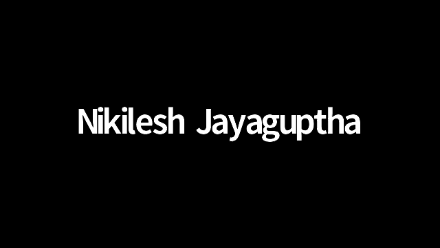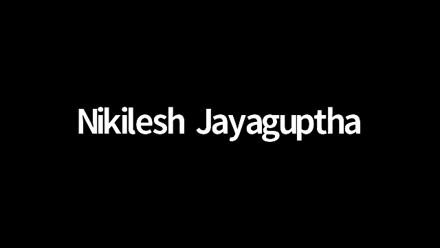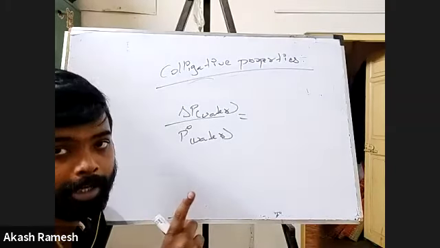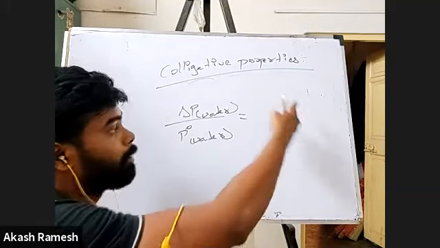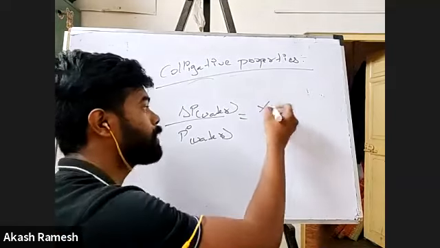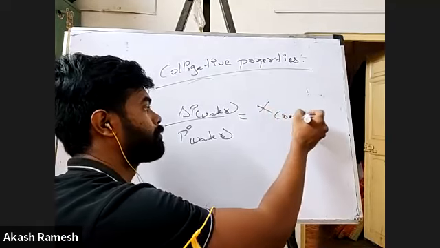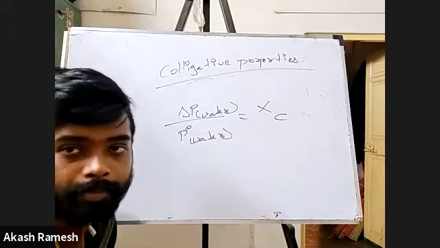Del P of water divided by P naught of water should be equal to the mole fraction of the compound. Very, very important: if you're talking about the pressure of one of the components, the mole fraction should be of the other one. So here it should be the mole fraction of the compound. I'll write XC. C is the compound.